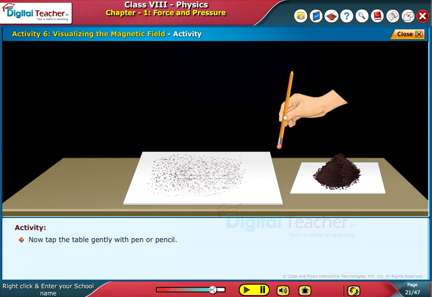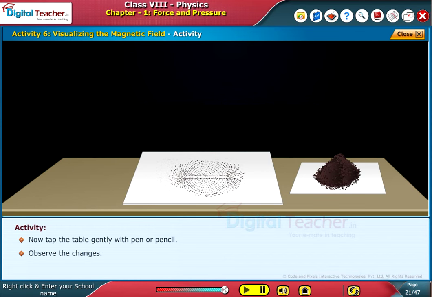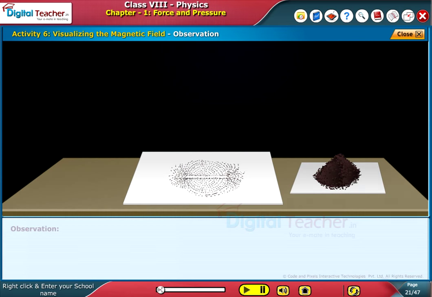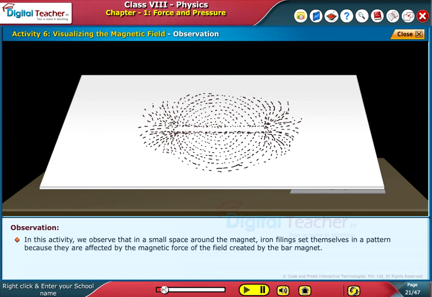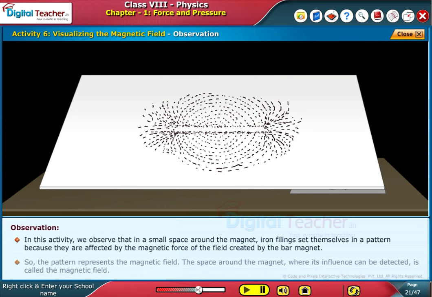Now tap the table gently with a pen or pencil. Observe the changes. In this activity, we observe that in a small space around the magnet, iron filings set themselves in a pattern because they are affected by the magnetic force of the field created by the bar magnet. So, the pattern represents the magnetic field. The space around the magnet where its influence can be detected is called the magnetic field.